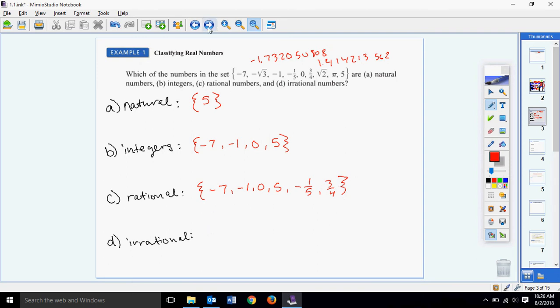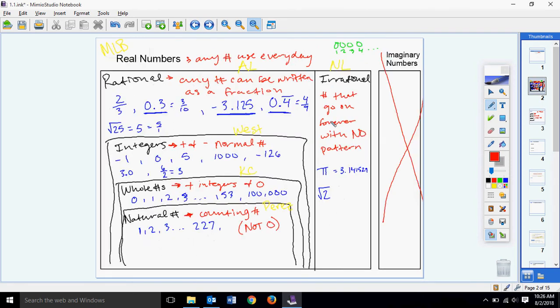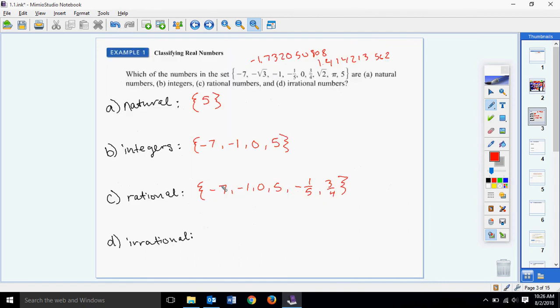So irrational. Irrational numbers are all of the numbers that aren't rational. Anything that we didn't list in the rational we're going to put in the irrational category. It's one or the other. So there were 3 numbers that we did not include in the rational set. We did not include negative square root of 3. We did not include square root of 2. And we did not include pi. Those are our 3 irrational numbers.